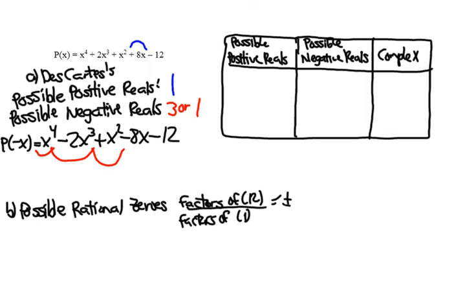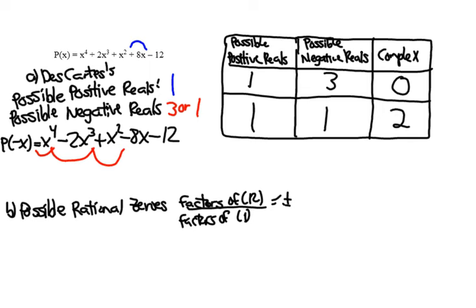Okay, so I've set up my table for possible positive reals, possible negative reals, and complex. So again, there's 2 different scenarios that could happen here. One possible positive real for both. First scenario would be 3 possible negatives. And again, the degree is 4, so there would be 0 complex solutions in this scenario. For the second one, I could have 1, and then what? The degree again is 4. That would leave me in this scenario to have 2 complex solutions.